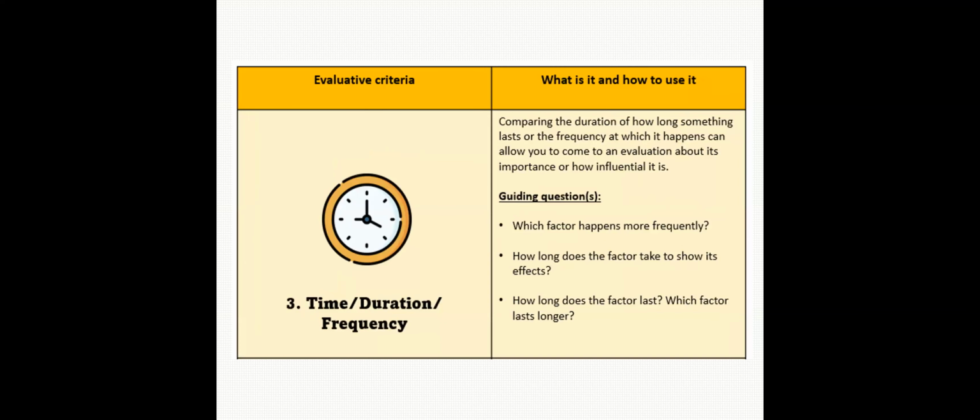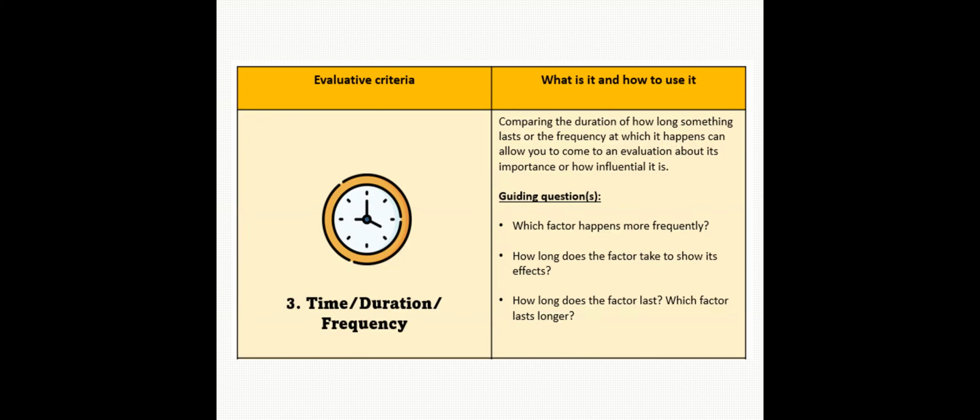All right. Next up, number 3. So just a recap. First one is cause and effect. Number 2 is scale. Number 3 is about time, duration, or frequency. Basically, you are talking about time. All right. So let's say when you're trying to evaluate using time, you will compare the duration of how long something lasts or how often it happens to determine its importance or how influential it is. Some guiding questions you will ask yourself are: which factor happens more frequently? How long does the factor take to show its effect? How long does the factor last?